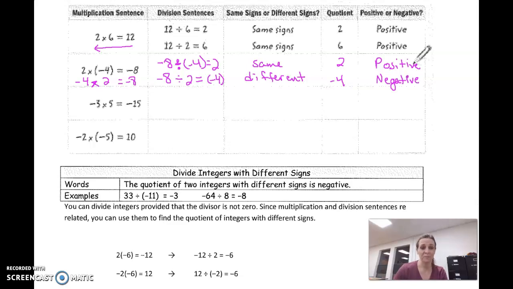All right, so let's do this again. Let's switch colors up here. Negative 3 times 5 equals a negative 15. So changing that into division, going opposite, I'm going to go negative 15 divided by 5 equals negative 3. Or again, if we switch these, I could say negative 15 divided by negative 3 equals a positive 5. So if I look here at the same or different signs, these are different, negative 15 and 5.